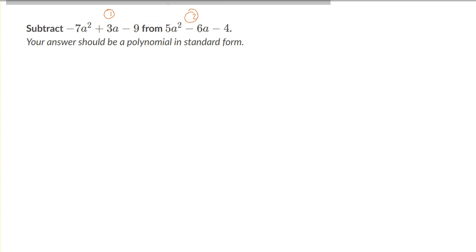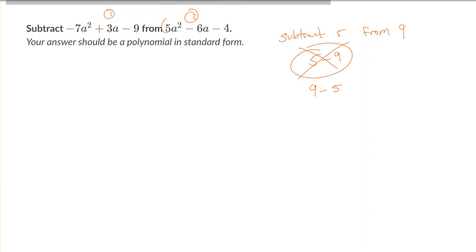Before we get too far into that, let's think about what it would mean if I said subtract 5 from 9. You might at first think you want to do 5 minus 9, but that wouldn't be subtracting 5 from 9. That would be subtracting 9 from 5. If we want to subtract 5 from 9, we've got to write the 9 first minus the 5. And we're going to use that same idea in this problem.